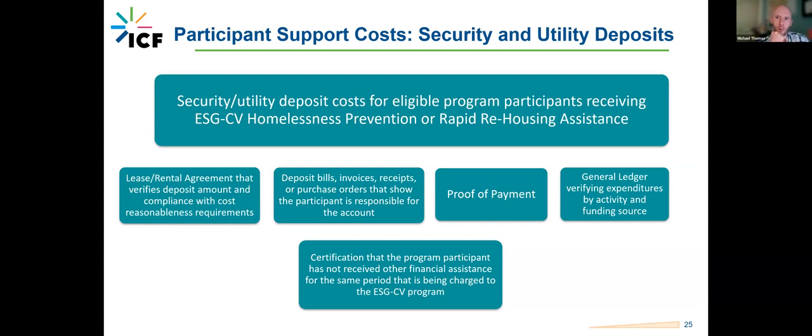For security and utility deposits, you need a copy of the lease or rental agreement that verifies the deposit amount and compliance with cost reasonableness requirements. You need the deposit bill, invoice, receipt, or purchase order that shows that the participant is responsible for that account. Then, as with everything else, you need your proof of payment and your general ledger records. And just like with rental assistance and most of the other things we've talked about here, you have to have documentation that there is no duplication of benefits. Back to you, Gordon.